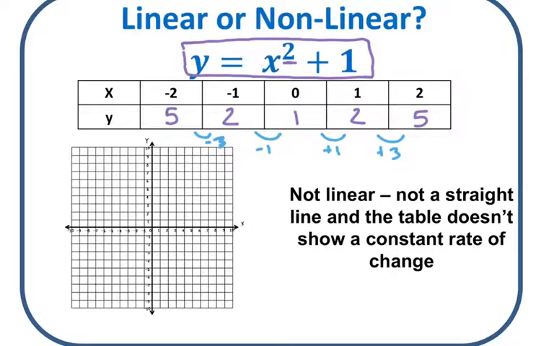If I were to graph this, I'd do (-2, 5), (-1, 2), (0, 1), (1, 2), and (2, 5). You're going to see that it forms an upside down U, so that's not a straight line. The table does not show a constant rate of change, and it is not in the form of y = mx + b. So this example would be nonlinear.